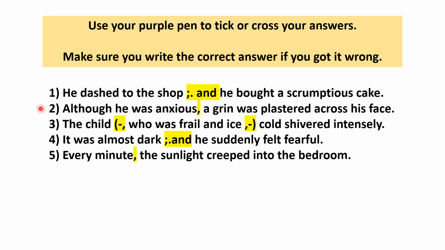Number 2 is a complex sentence with a dependent and independent clause that needs to be separated by a comma. Number 3 has an embedded clause here that can be removed from the sentence and the sentence will still make sense. And you can offset that with brackets, dashes, or a comma. And then number 5, we have that fronted adverbial of every minute, and that needs to be separated with a comma also. Pause the video and come back when you've made any purple pen corrections that you need to, please.